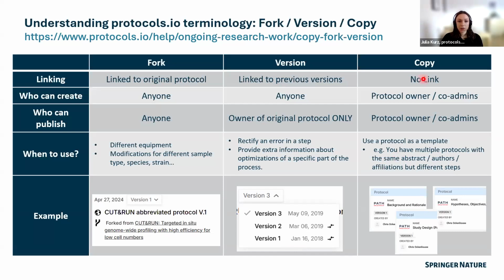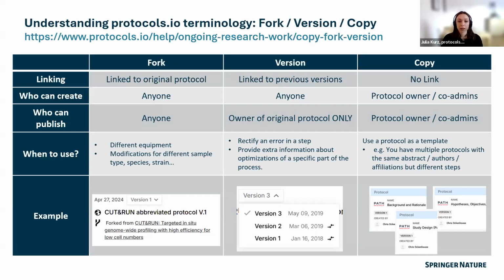And then there is the copy functionality. So this is probably a little bit less used than fork and versioning, but it can still be quite useful. Only the protocol owner or co-admins of that protocol can create copies, and this is because there's no link back to the original protocol. So you might want to create a copy if you want to use that original protocol as a template for other protocols.